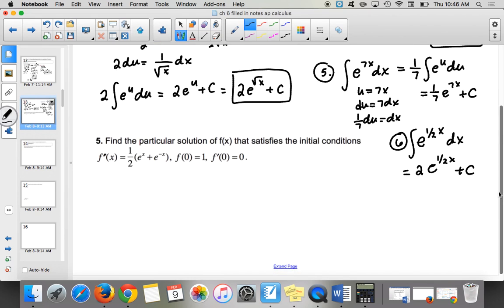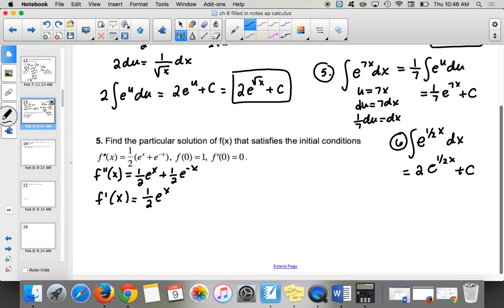All right, so we've done these before where we find the particular solution, right? So this is when we are finding the c value for a certain differential equation, and we're writing our final f of x function. So I have f double prime equals 1/2 e to the x plus e to the negative x. So that means I have 1/2 e to the x plus 1/2 e to the negative x for my f double prime, second derivative. So when I find my first derivative, I'm going to integrate. So I'm going to have 1/2 e to the x.